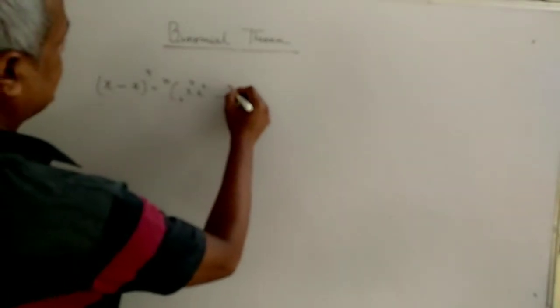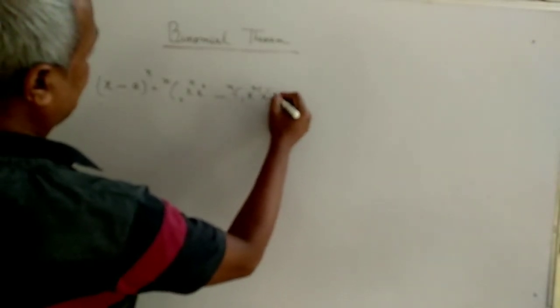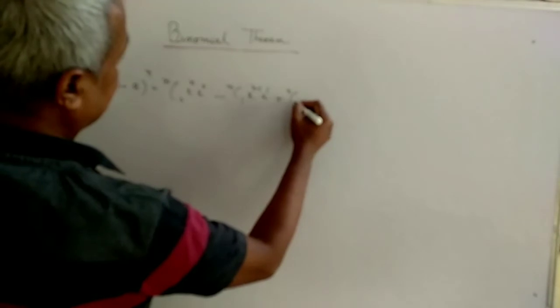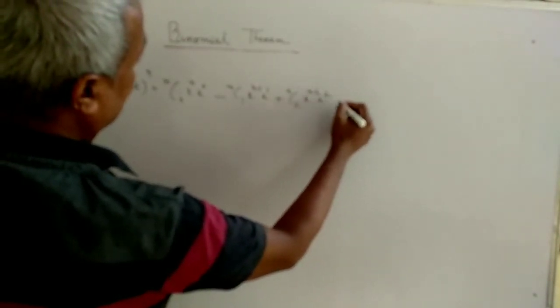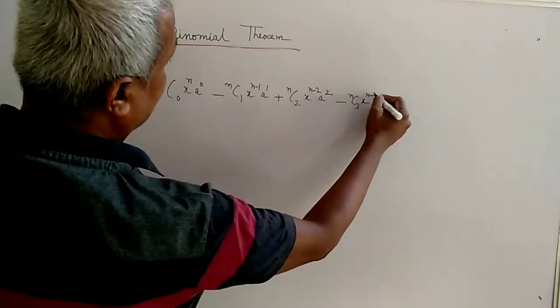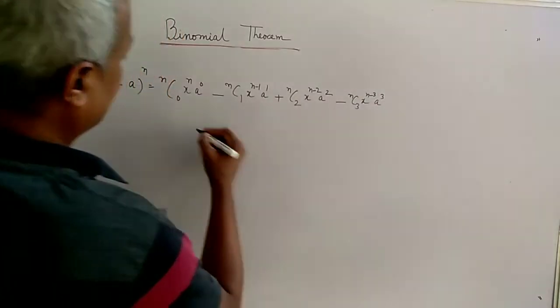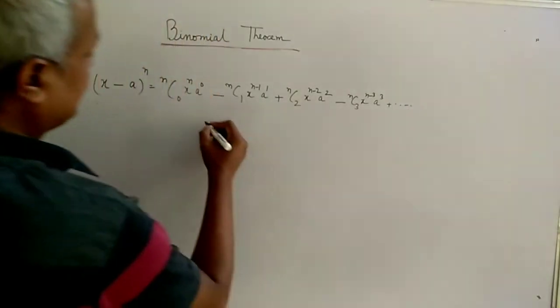So you get the terms like nC0 x to the power n and a to the power 0, minus nC1 x to the power n minus 1 a to the power 1, plus nC2 x to the power n minus 2 a to the power 2, minus nC3 x to the power n minus 3 a to the power 3, plus dot dot dot, and then I write the general term.